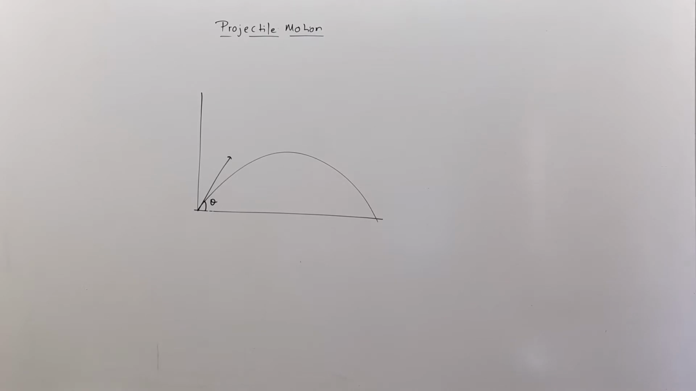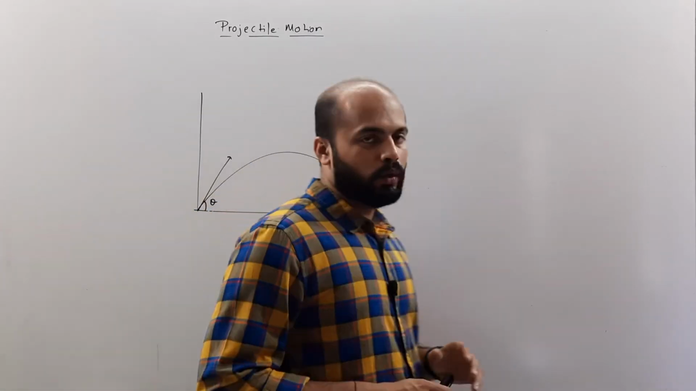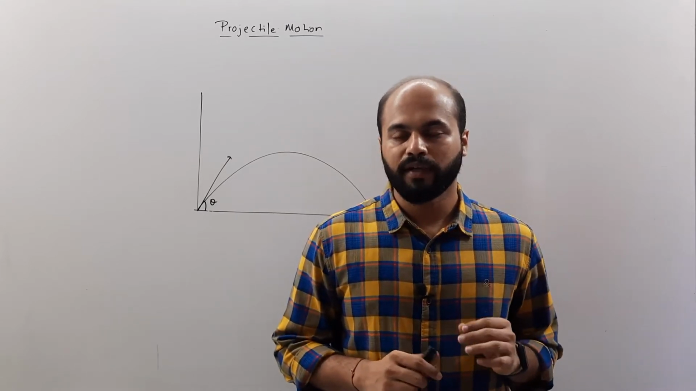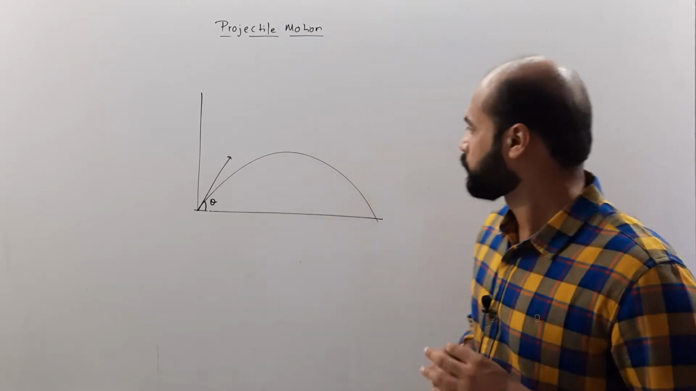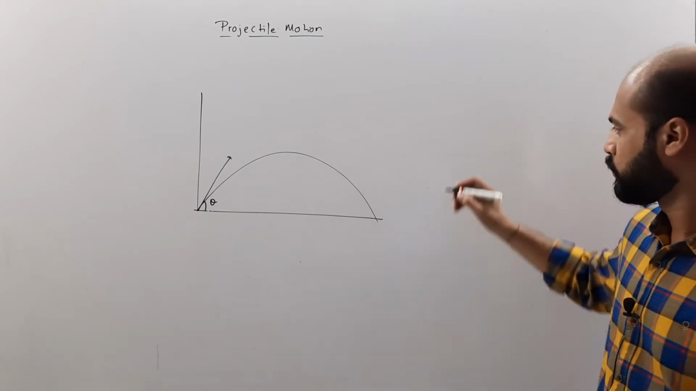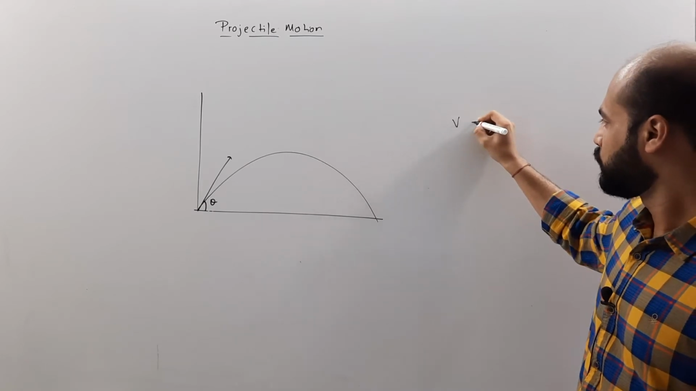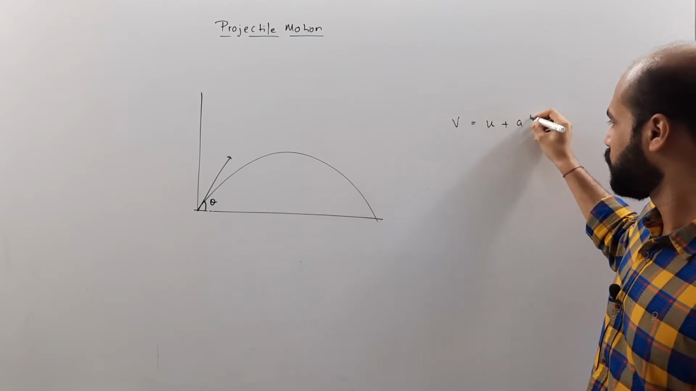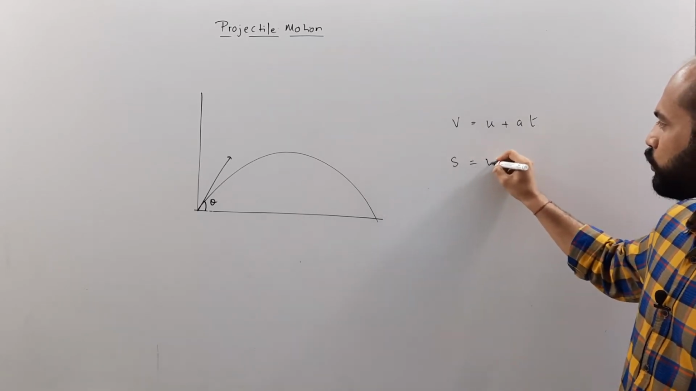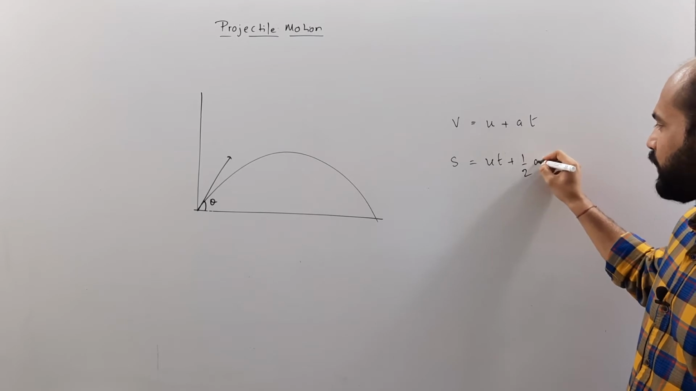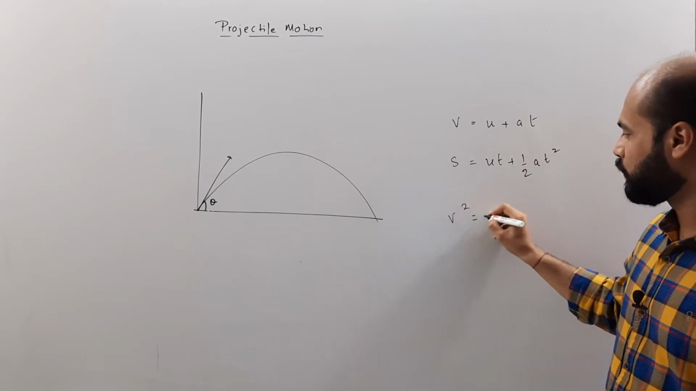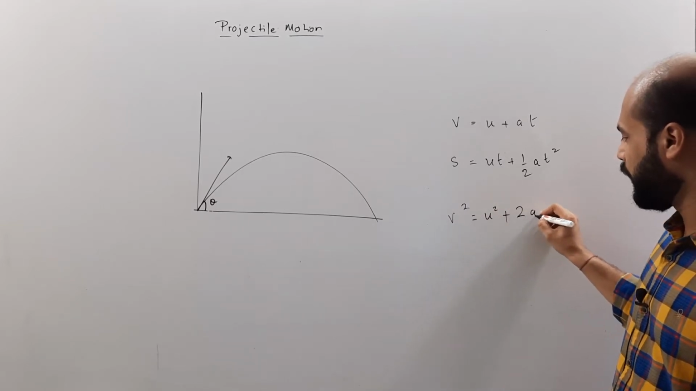Now when we talk about projectile motion, we have to have a base of all the equations of motion. For example, in motion in one dimension, we study the three equations of motion, and they are as follows. First one is v equals u plus at. The second one is s equals ut plus half at squared. And the third one is v squared equals u squared plus 2as.